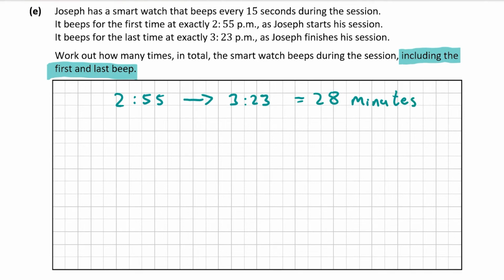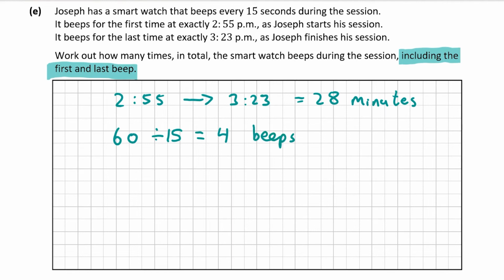Now it says that it beeps every 15 seconds during the session. So we have to work out how many times per minute it beeps for the session. So obviously there's 60 seconds in a minute, and now we're going to divide 15 into 60 to work out how many times it's going to beep per minute. And you'll find that 60 divided by 15 is 4, and I'd imagine you are probably aware of that already.